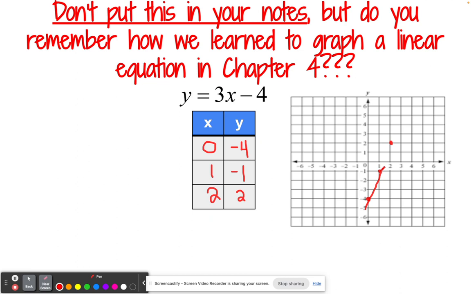Now that we have that, you should be able to see from that table and from that graph, now we know this is my slope. 1, 2, 3 over 1. There's my slope. You can find that right there. And my y-intercept is right here, negative 4. See, it all ties together.